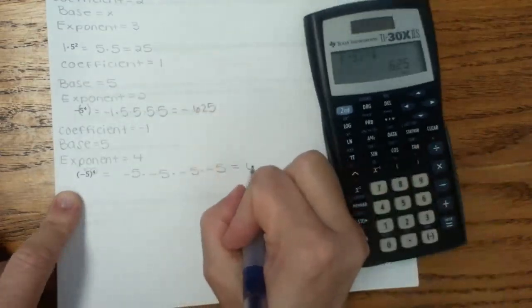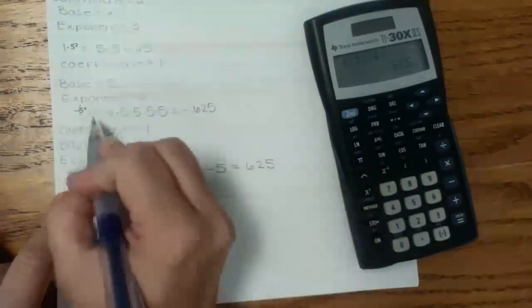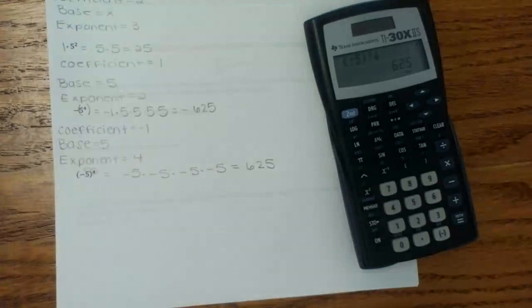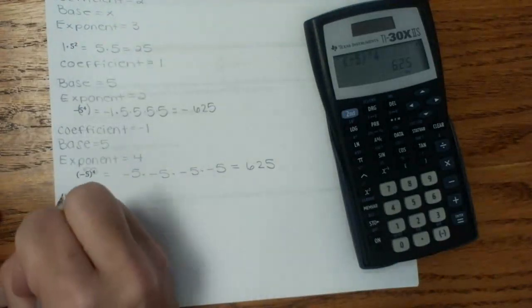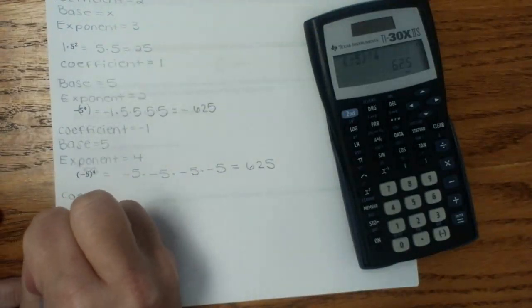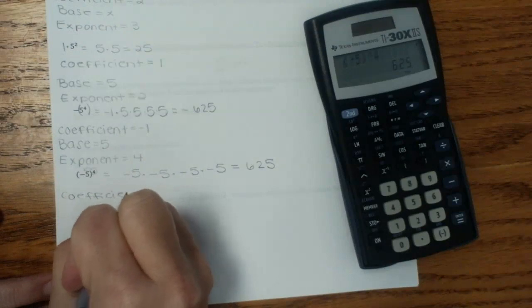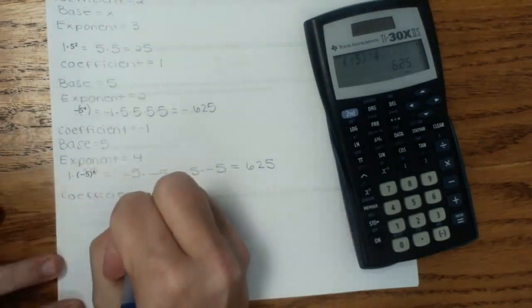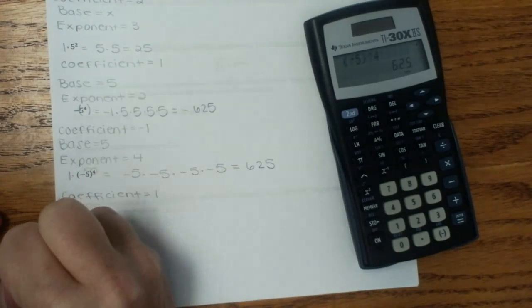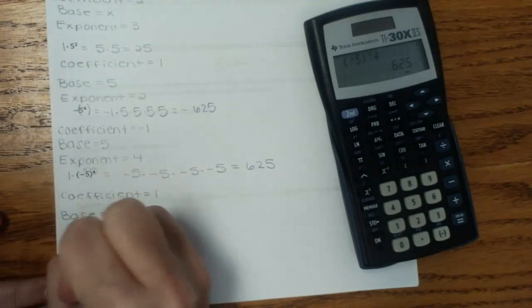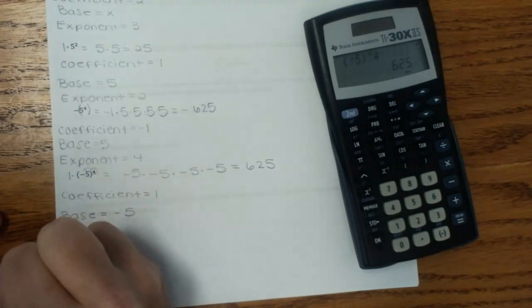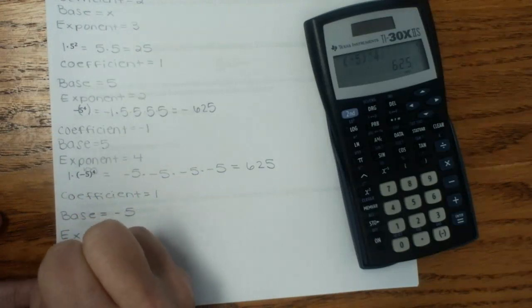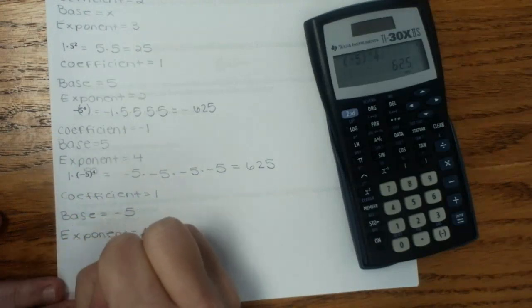So if you notice, these are two very similar situations, but they give us very different answers. So here, our coefficient is the number out front. There's really not a number out front, so we can say it's positive 1. Our base is the number that's being repeated. In this case, our base is going to be negative 5, and our exponent will give us positive 4.